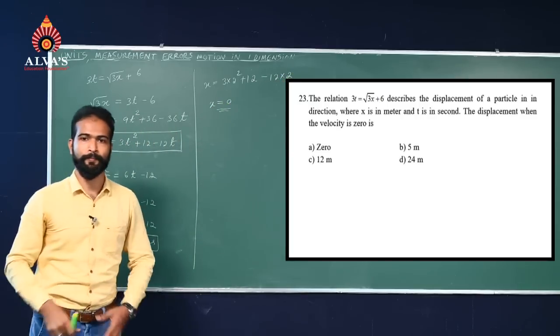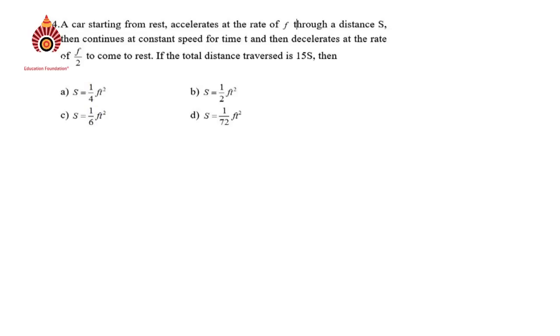That is the first option. Next question. A car starts from rest, accelerates at a rate of f through a distance s, then continues at a constant speed for some time t, and then decelerates at a rate of f by 2 to come to rest.